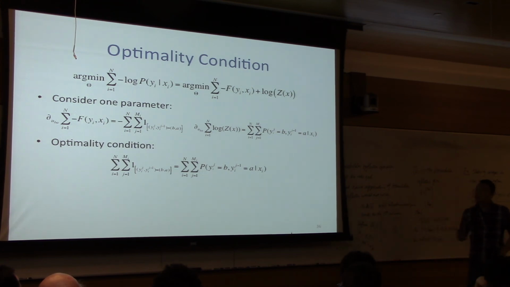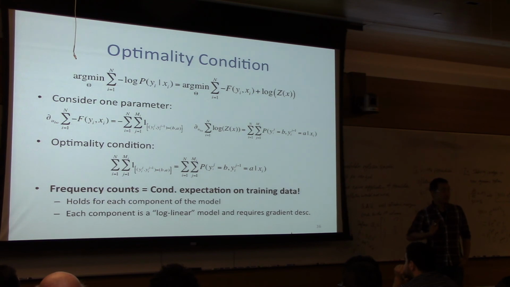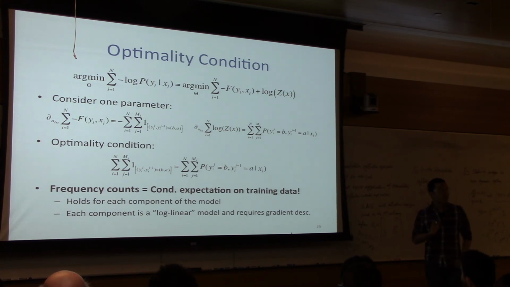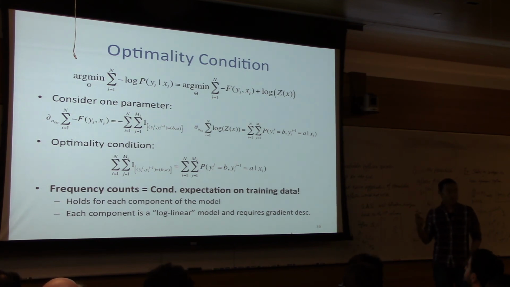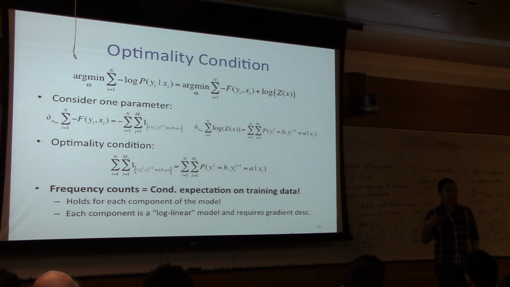So what is the optimality condition for a conditional random field parameter? The frequency count you observe in the training set should equal the conditional expectation of that transition over the training data. The number of times you observe this transition in your training set should be equal to the sum of the marginal probabilities of observing that transition on the training set. This is the standard logistic regression optimality condition. You could get something analogous for simple binary. But because this doesn't have a closed form formula, to reach this optimality condition, you have to do gradient descent.